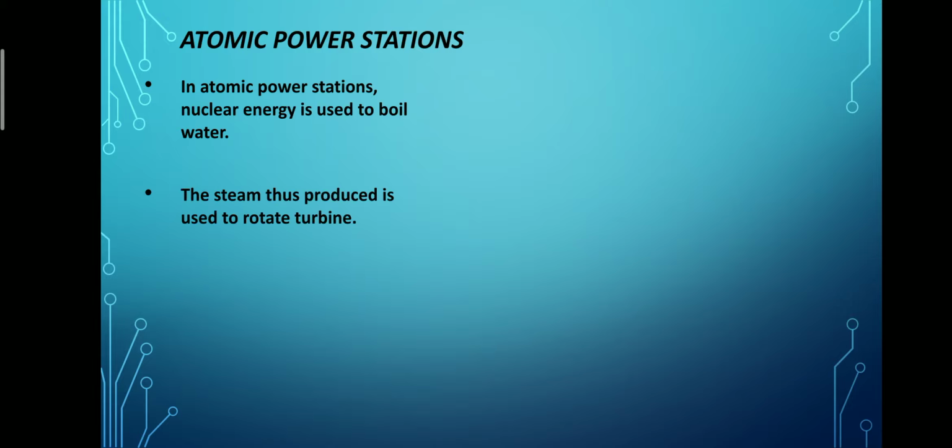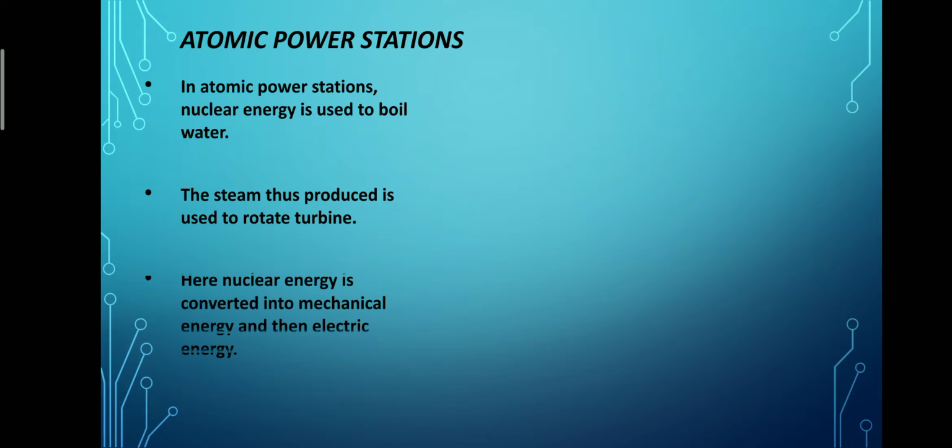Next are atomic power stations. In an atomic power station, nuclear energy is used to boil water, and this steam is used to make the turbine rotate. Therefore, nuclear energy is converted into mechanical energy, and that mechanical energy is converted into electrical energy.